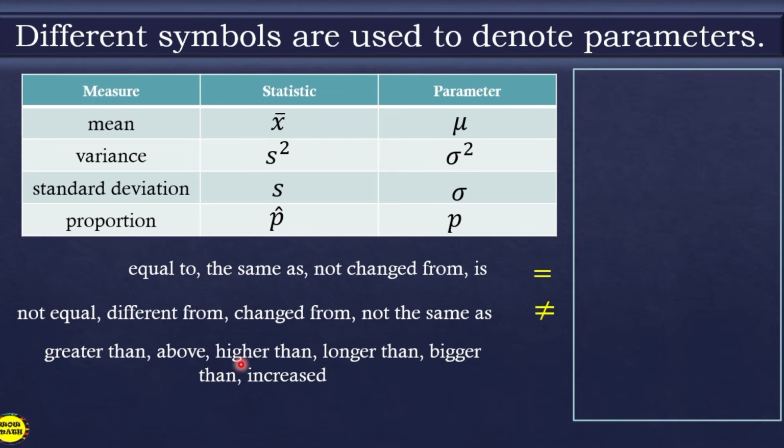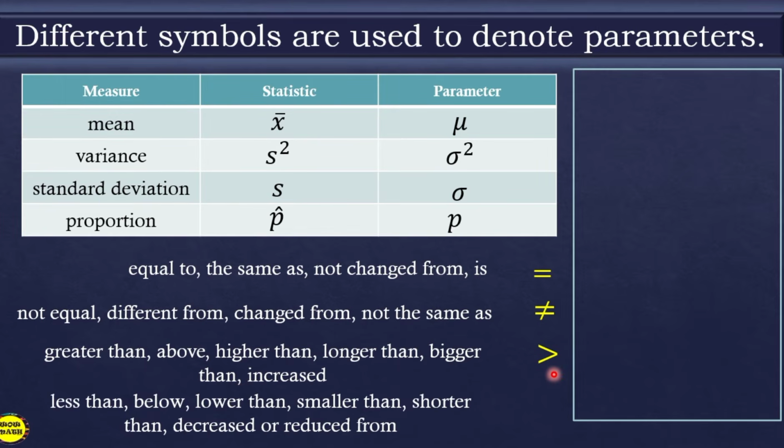Greater than, above, higher than, longer than, bigger than, increase. So that is greater than. So yung greater than na symbol. Pag less than, below, lower than, smaller than, shorter than, decrease, or reduce from. So that is yung symbol natin sa less than. So tandaan yung mga symbol na ginagamit natin.